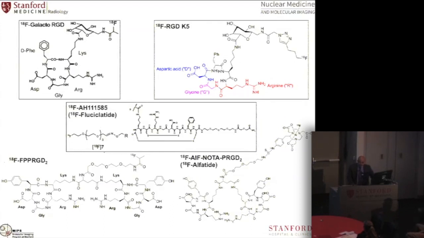FPPRGD2 is based on the drug cilengitide that was in phase 3 trials in GBM, and this FPPRGD2 was developed here at Stanford through all the phases of cell culture, small animal imaging, toxicology, exploratory IND, conversion to a full IND, and now phase 2 trials in patients with a variety of malignancies.